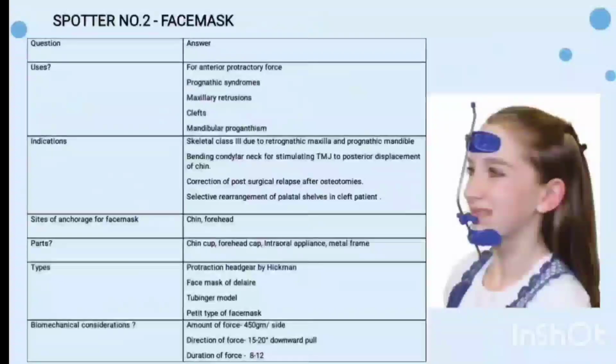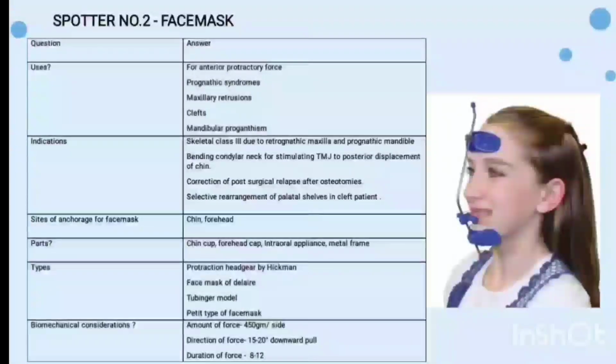Now, the second spotter is face mask. What are its uses? They are used for anterior protractive force, prognathic syndromes, maxillary intrusions, clefts and mandibular prognathism. Where are they indicated? They are indicated in skeletal class 3 due to retrognathic maxilla and prognathic mandible.